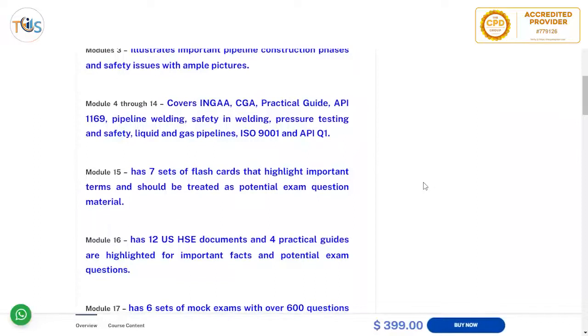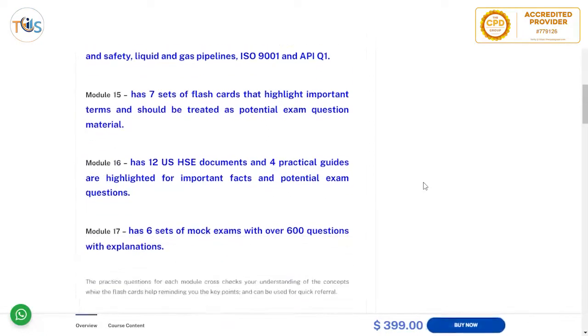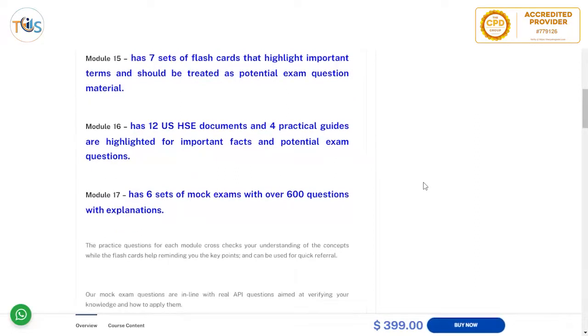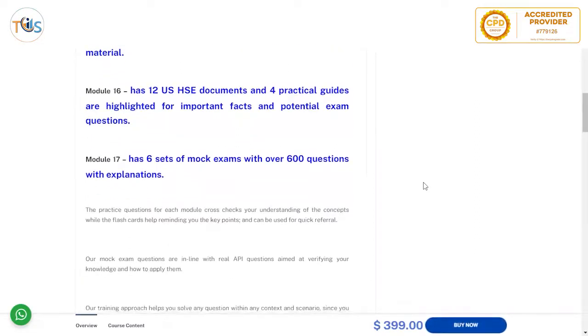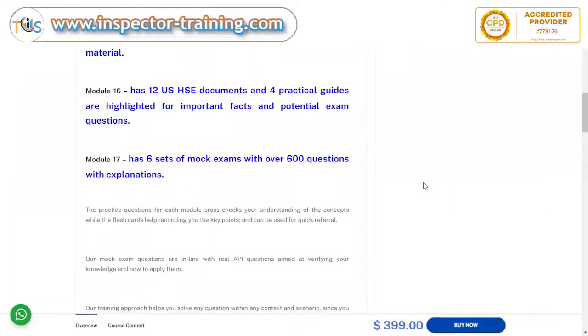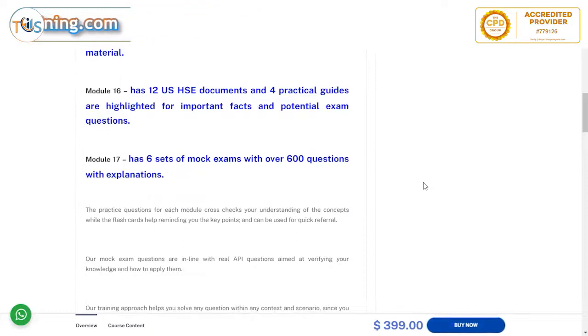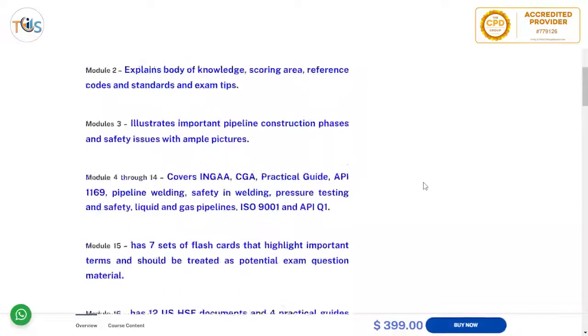And modules 4 through 14 cover INGA, CGA, practical guide, 1169, pipeline welding, safety in welding, pressure testing and safety, liquid and gas pipeline, ISO 9001 and API Q1. Module 15 has 7 sets of flashcards that should be treated as important exam question material. Module 16 has 12 US HSE documents and 4 practical guides highlighted, which is used for the open book part of the exam. And module 17 has 6 sets of mock exams with over 600 questions with explanations.